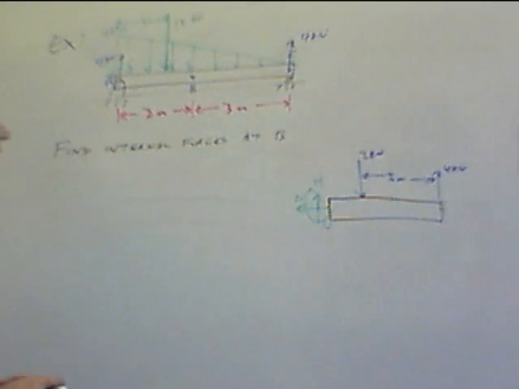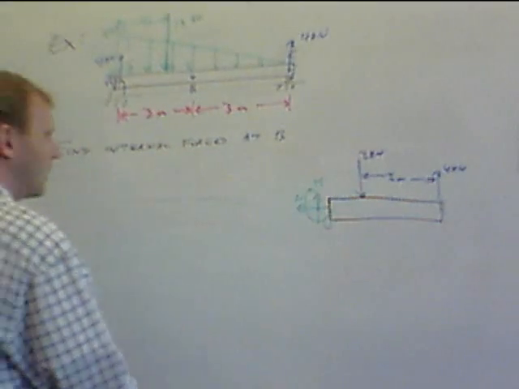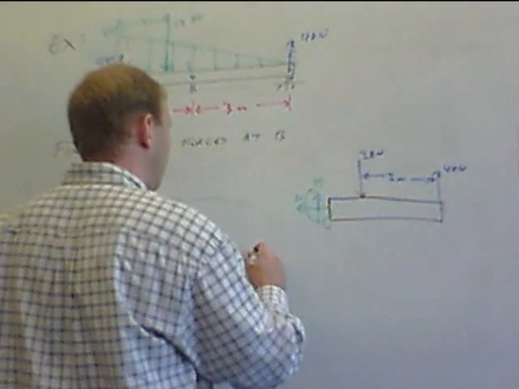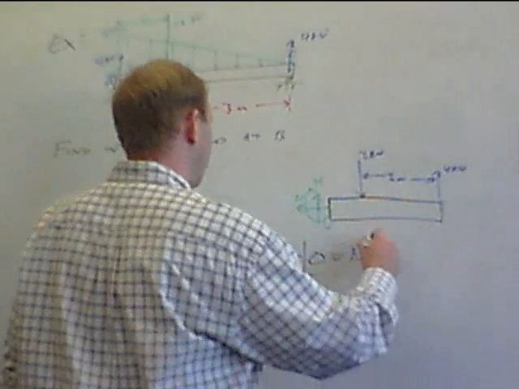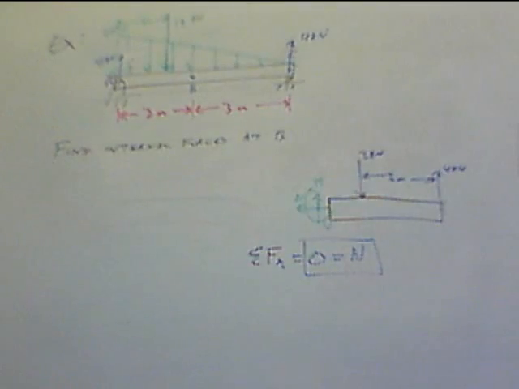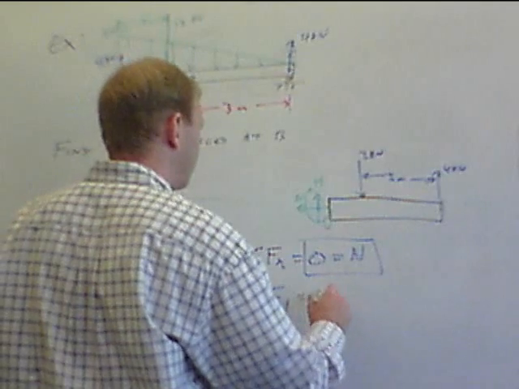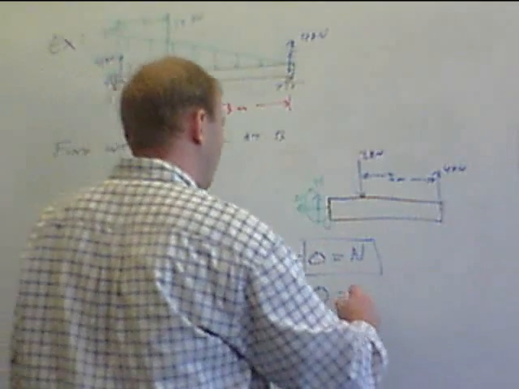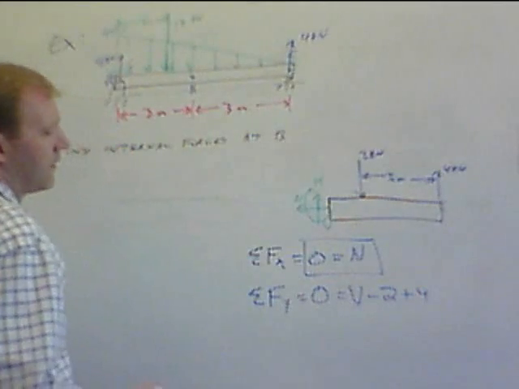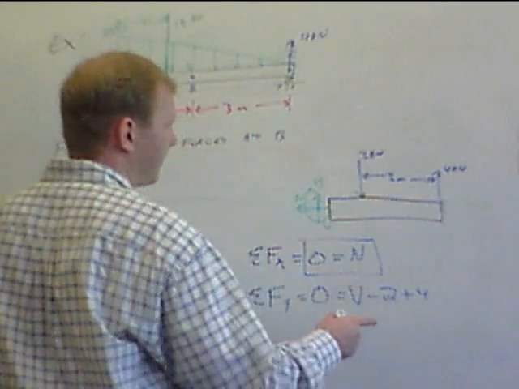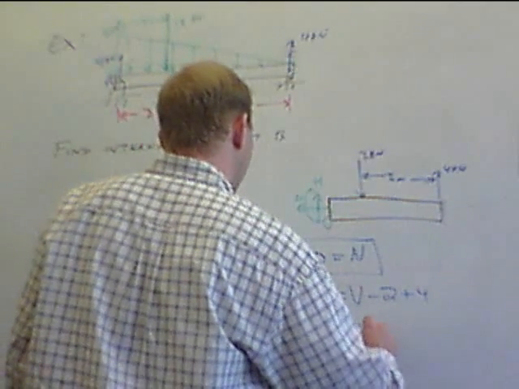So now I need to find normal, shear and moment as I would normally. So I'm going to go ahead and do summation of forces in the x equals 0 equals N. You will see this trend a lot. A lot of our beams, the normal force is going to be 0. Summation of forces in the y is going to give us that V minus 2 plus 4 equals 0. So that means our shear is a negative 2 kilonewtons.